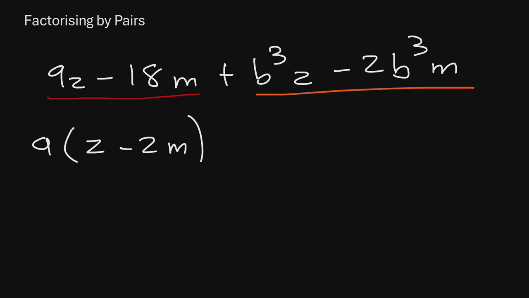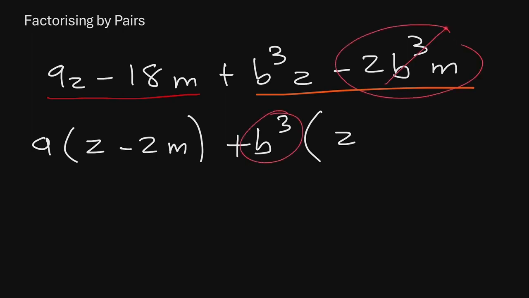On the second pair, remember our common factor is b cubed. So now you're going to take out b cubed as a common factor. Remember, if you're taking out a positive common factor, you will write it as plus b cubed. And then you open the bracket, and after taking out the common factor, we cancel the b cubed and you will be left with z. The very same thing will happen to the second term here. The b cubed is going to cancel out and you will be left with negative 2m.